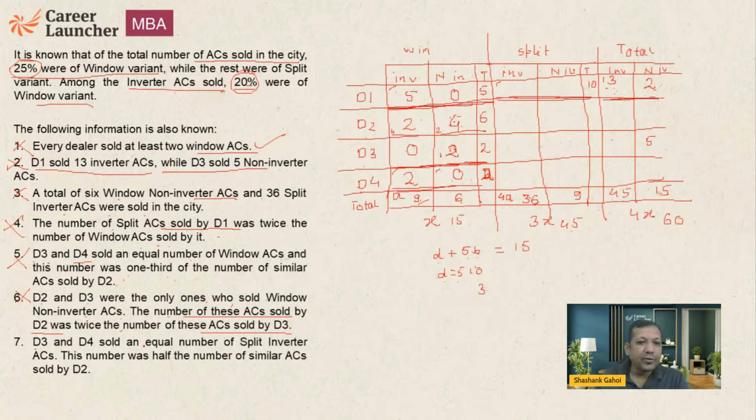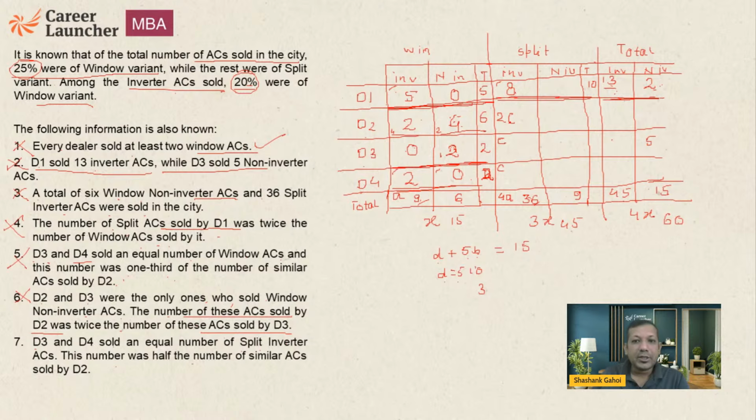Now D3 and D4 sold an equal number of split inverter ACs. So split inverter ACs means this value, let's say this is C, this is also equal to C, and this number was half of the similar ACs sold by D2, so this should be 2C. Okay. Now there was one statement, D1 sold 13 inverter ACs. Out of 13, this is 5. So this should be 8.